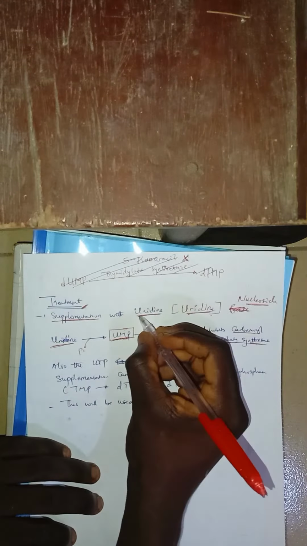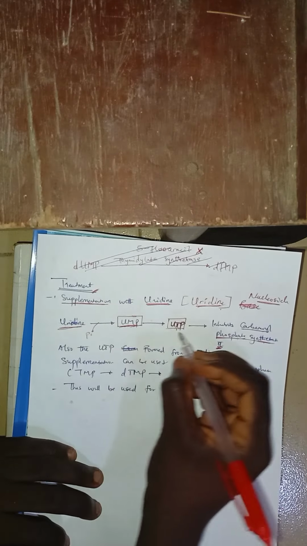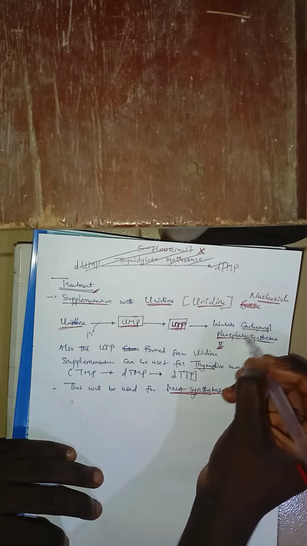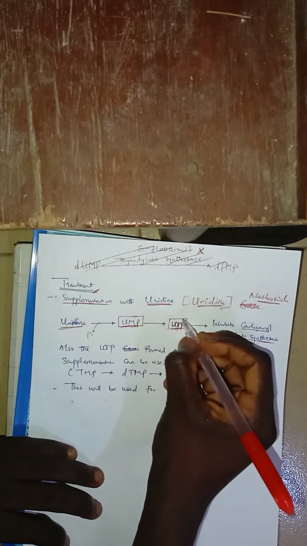Ornithine transcarbamylase deficiency also causes orotic aciduria. You also see orotic acid in the urine. So that is it for that. As for the treatment, you give them uridine. Uridine will form UTP, which will inhibit carbamoyl phosphate synthesis. Also, this uridine can be used for nucleic acid synthesis.